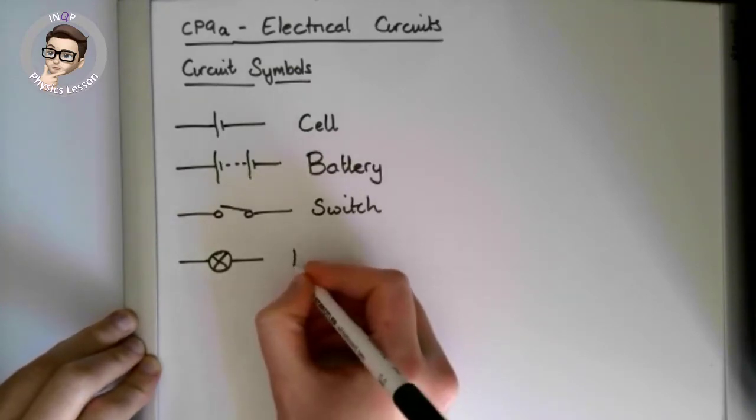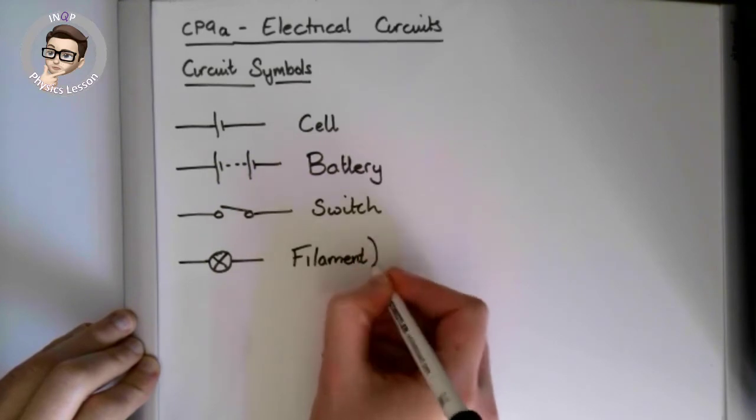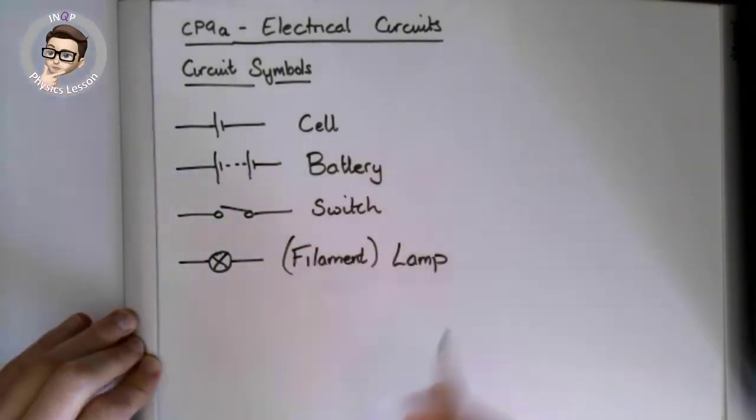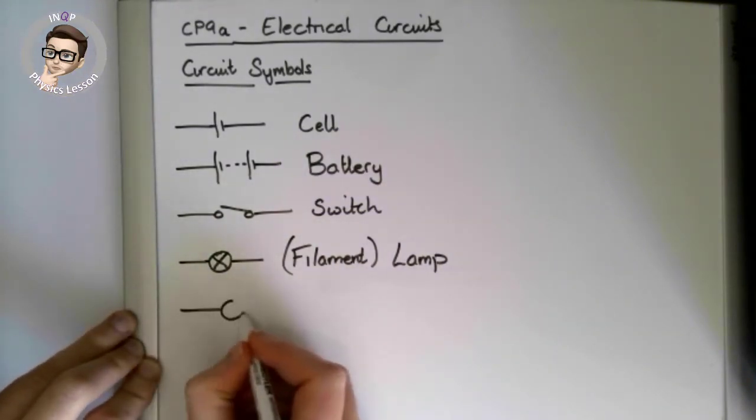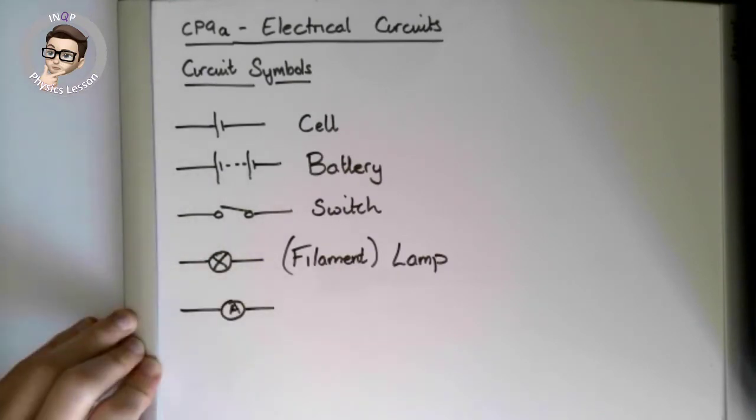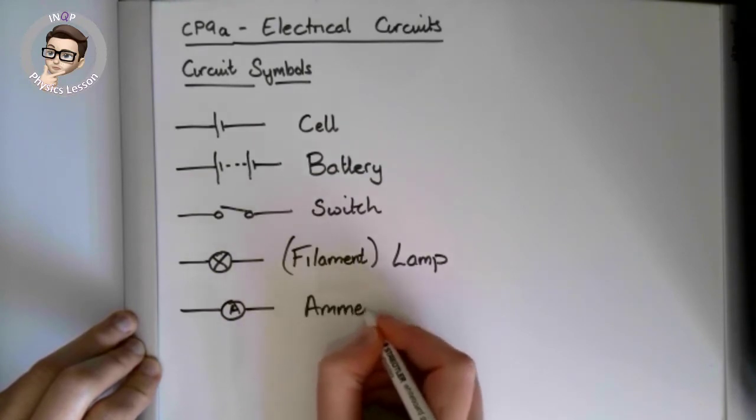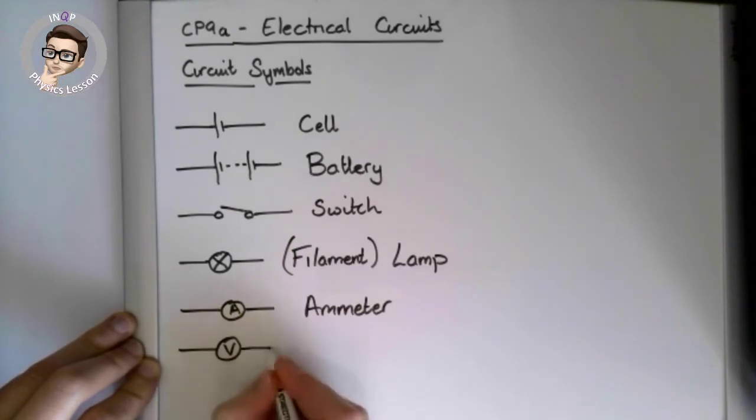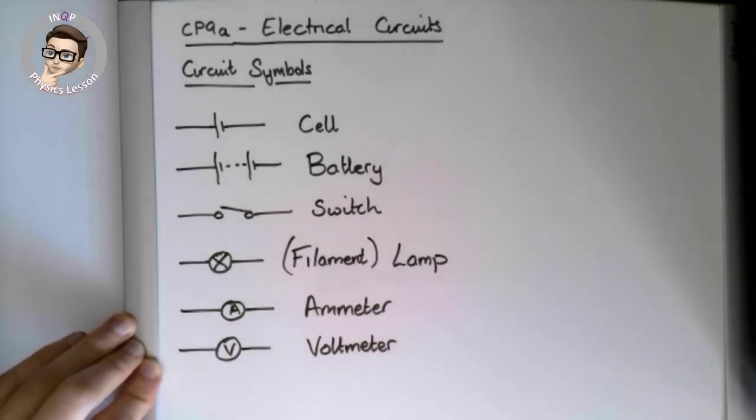Okay, this is a filament lamp, and this is important because later in this topic we'll come back to it. You might know it as a bulb, but it is just a lamp. We then have some symbols of devices that we will use later on. This is an ammeter, with an A in a circle, and this is a voltmeter, with a V in a circle. And we'll come to those later on in the topic.